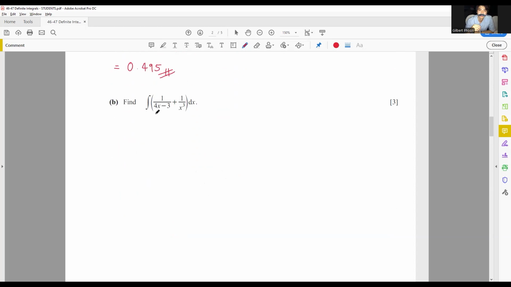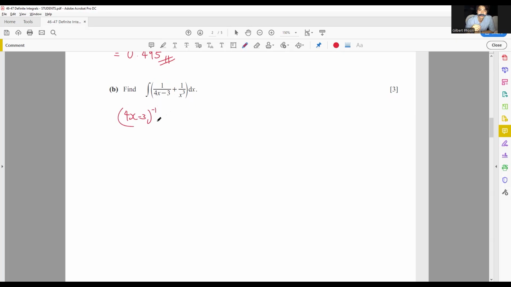Then, in the next part of the question, find the integration of this. To find the integration, you are unable to integrate 1 over 4x minus 3 as a normal power, because this is basically 4x minus 3 to the power of negative 1. Since we cannot do it like this, we know that it's going to become a ln. Integrating power of negative 1 will give you ln. Ln 4x minus 3, right?